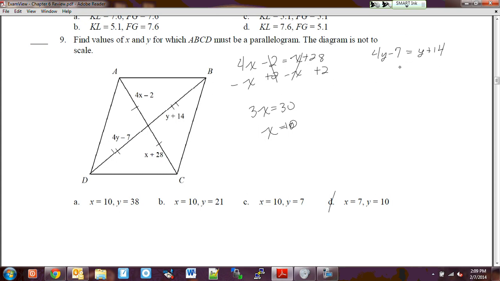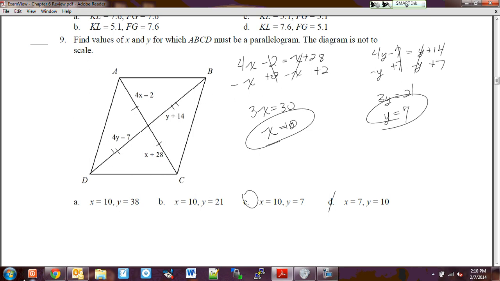So now let's solve these. Add 7, add 7. Subtract y, subtract y. So 3y equals 14 plus 7, which is 21. Divide both sides by 3, and y equals 7. So our answer for number 9 is C. x is 10, y is 7. All right, moving right along.